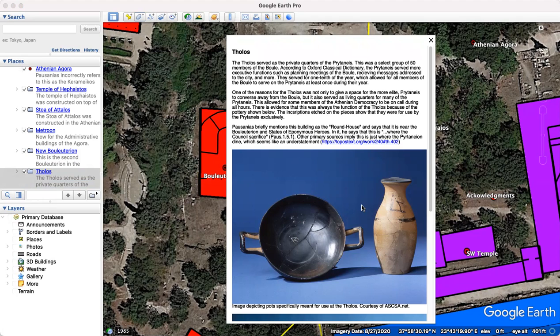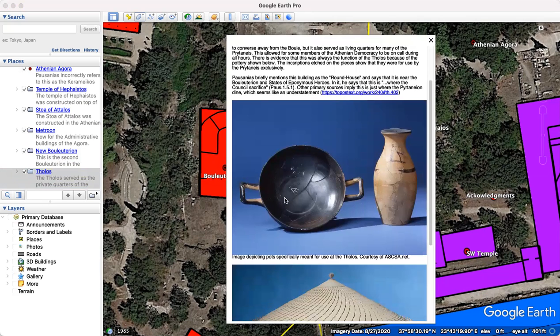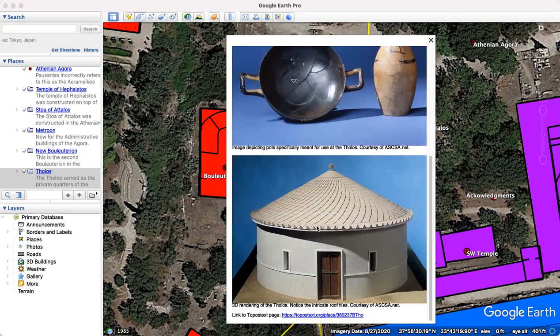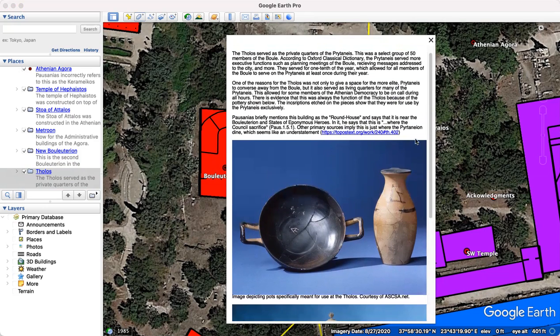Pausanias mentions this building as the Roundhouse, and just being near the Bouleuterion and the statues of the eponymous heroes. There have been multiple different primary sources that say what this was for. However, because of these pots, which you can see have a little symbol on each of them, that represented that they were used for the Prytaneis at the Tholos. This is a nice 3D rendering of the building. One of the things that is most interesting is not only the shape, but the roofing tiles used on it.